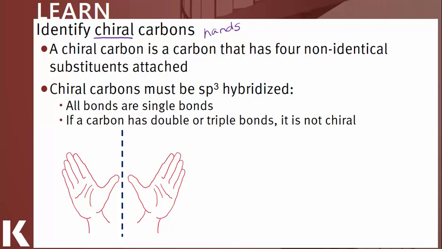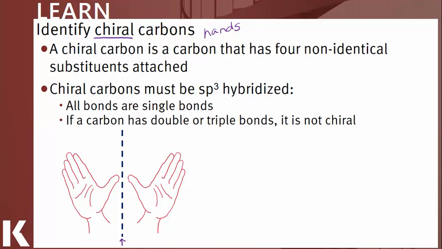So in our image here, if you see this dotted line, we'll call that our mirror. You can see that the left hand is the mirror image of your right hand. But they're also not superimposable, meaning we could not lay them on top of each other and then match. No matter how you rotated your left hand, it will never lie flat on top of your right hand such that all the fingers match up exactly. This is what we mean by a chiral molecule.